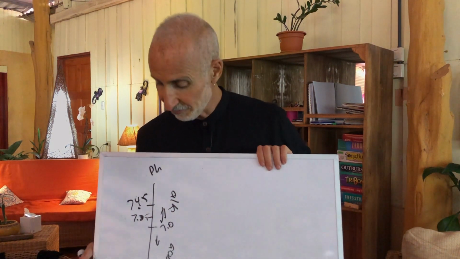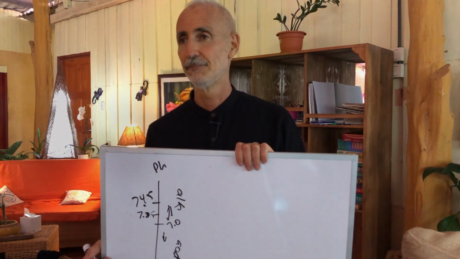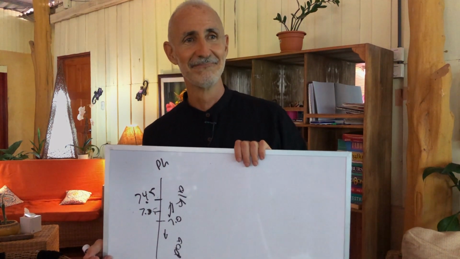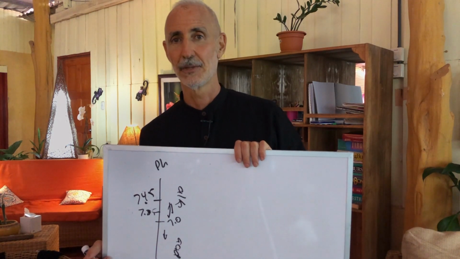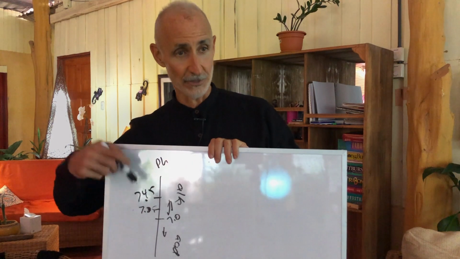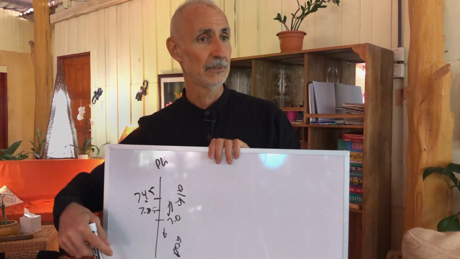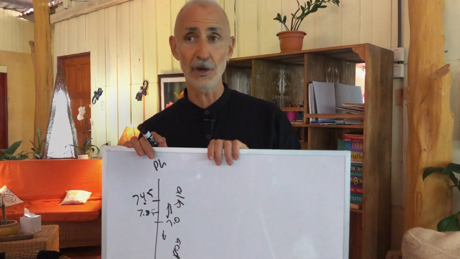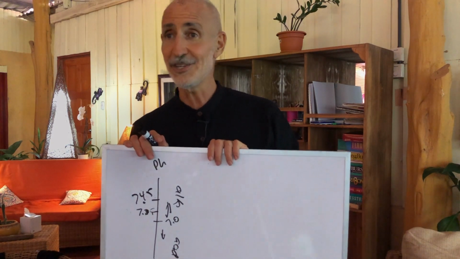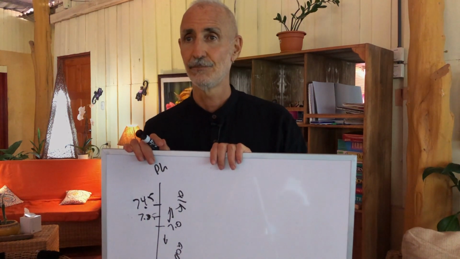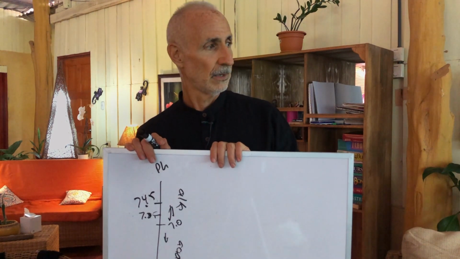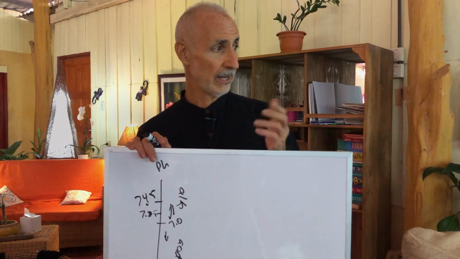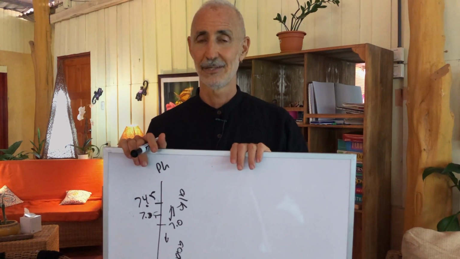So what happens if we eat acid-forming food? Your blood pH tends to go down. So what will your body do if the blood pH is going down? It's going to look for some way to bring it back up.